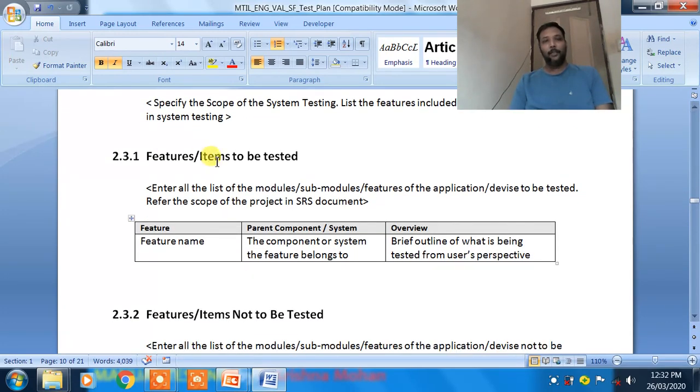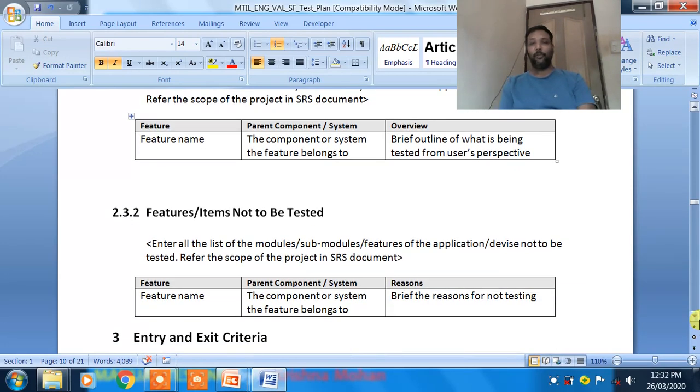Then system testing: what are the features to be tested, or the modules which you are going to test? You have to mention all those features and modules over here, and the parent components or the parent system from which these modules have been defined. Some overview we will be writing after that.